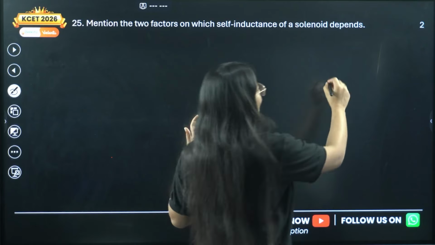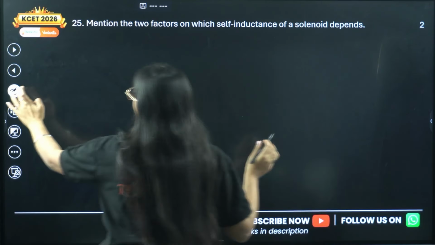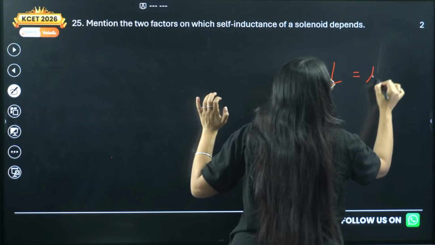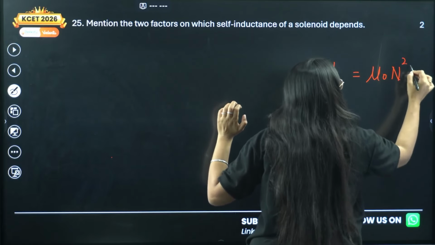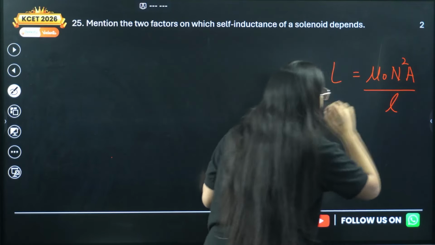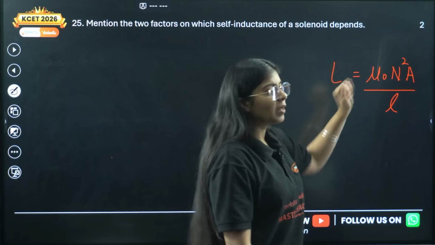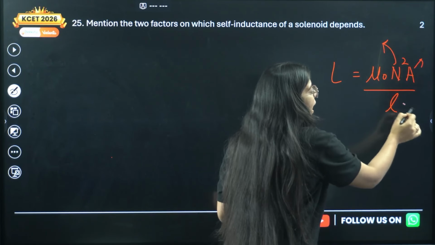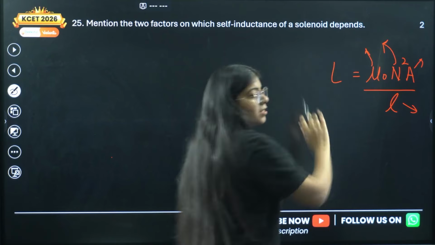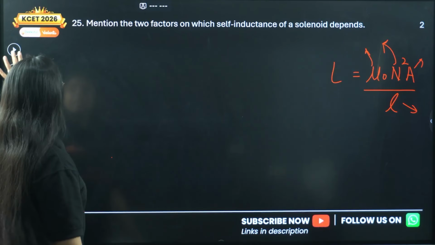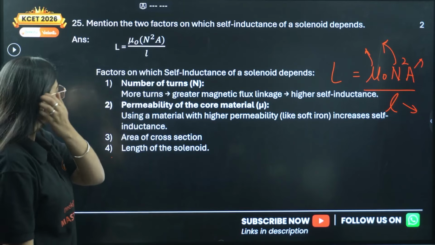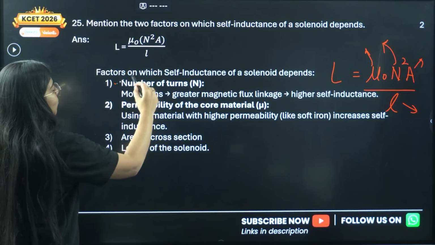So we know, basically the formula of self-inductance is what? It is mu naught n square A divided by L. So what are the factors? It is permeability, the number of turns, area and length of the solenoid. This is permeability. Let's see the answer. L equals mu naught n square A by L. Correct? So the factors are definitely number of turns.